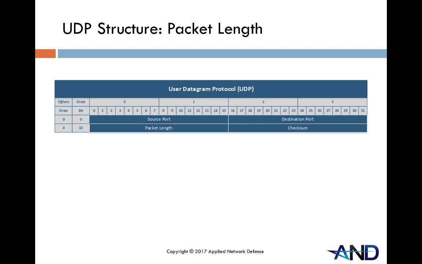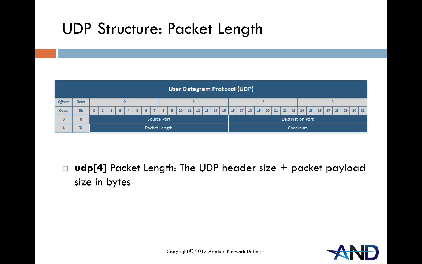A couple other values of interest. At UDP 4, we have the packet length. So you see that on the first field on the second row. And the packet length is another one of the many length measurements we've seen across the protocols we've looked at. But in this case, this is going to be the UDP header size, which is going to be 8 bytes, plus the packet payload size. So that's going to be everything after or embedded within the UDP data. So it's probably going to be, in most cases, your application layer data. So if you have a DNS request, it's going to be all that DNS data plus the size of the UDP header, that 8 bytes there. So that's going to be your packet length.